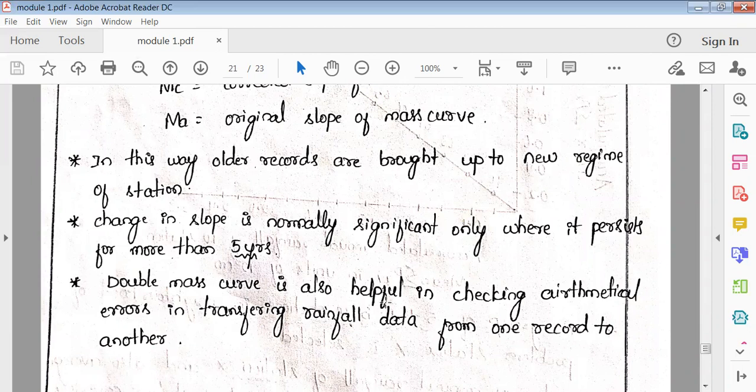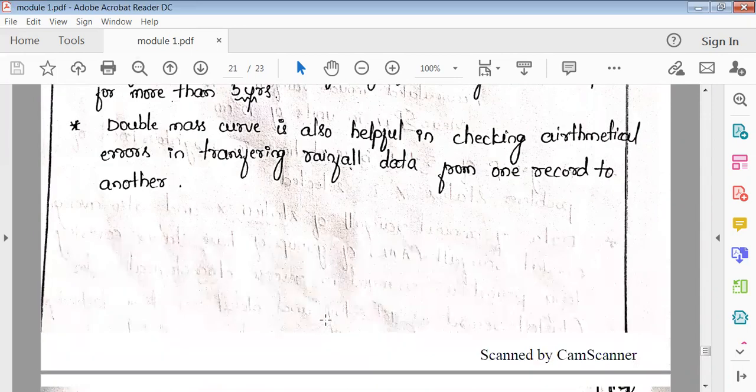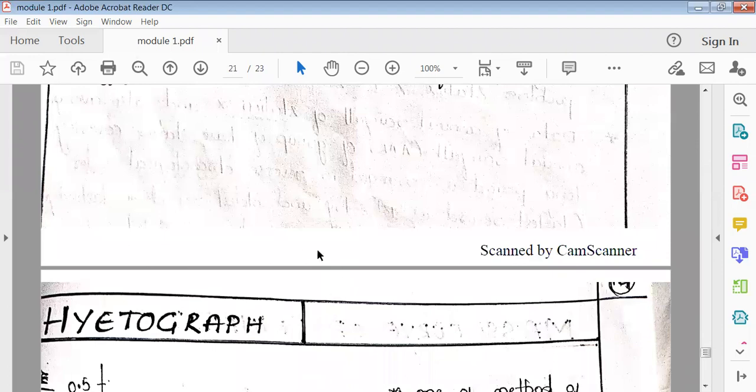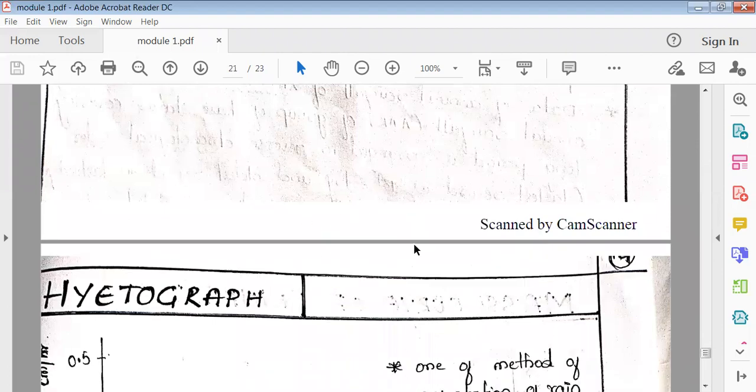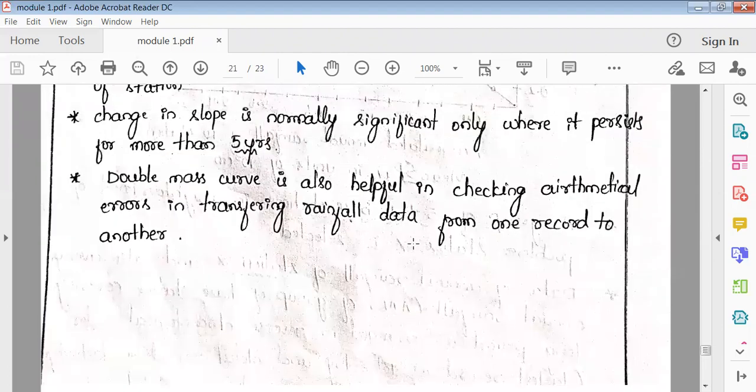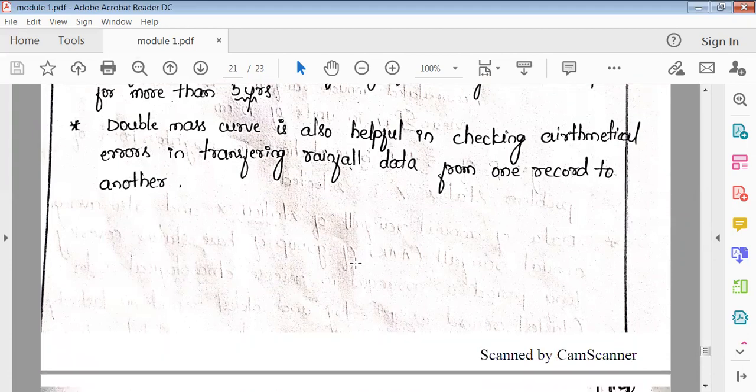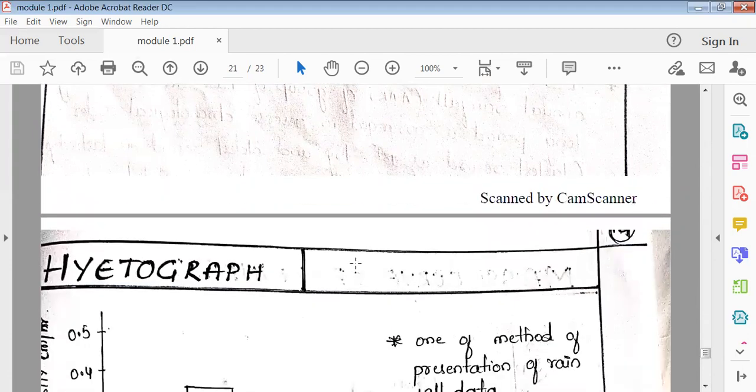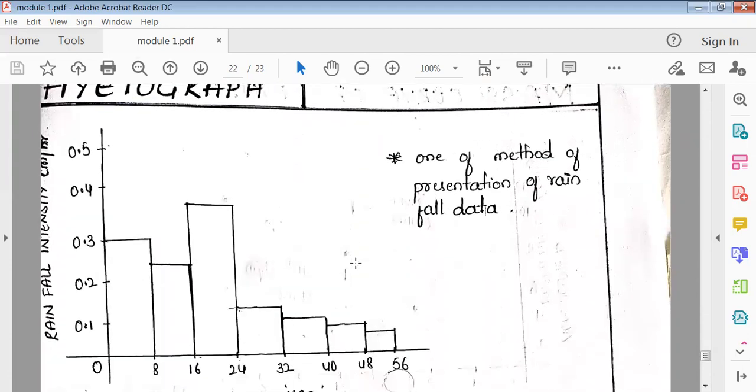The double mass curve is helpful in checking arithmetical errors in transferring rainfall data from one record to another record. So this is the double mass curve. It is important, so whenever they ask you to write about it, you have to draw this diagram and explain like this only. There'll be problems on this, we'll be solving them in the next class.